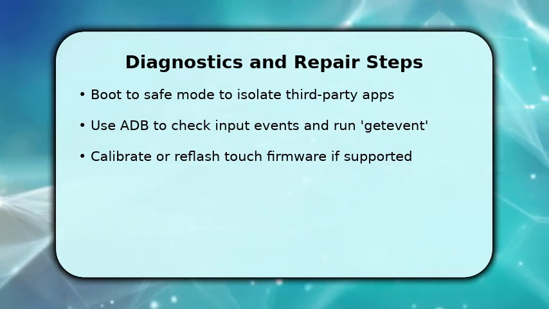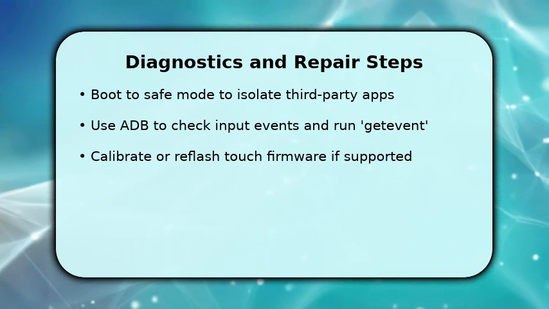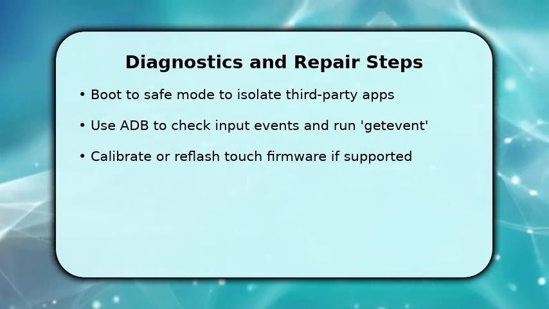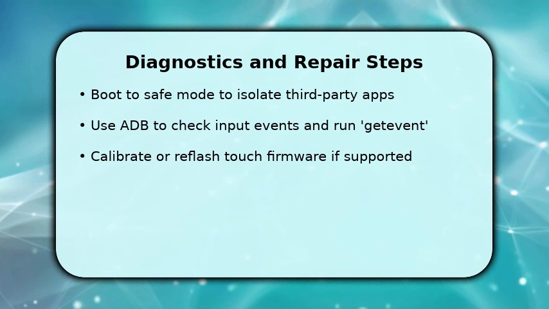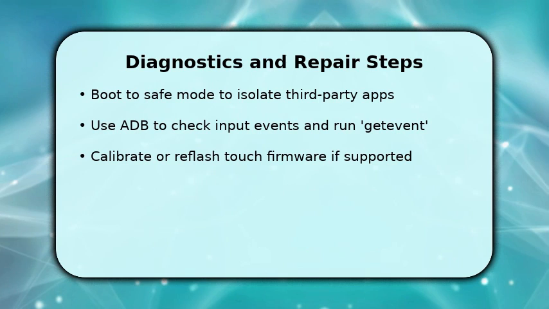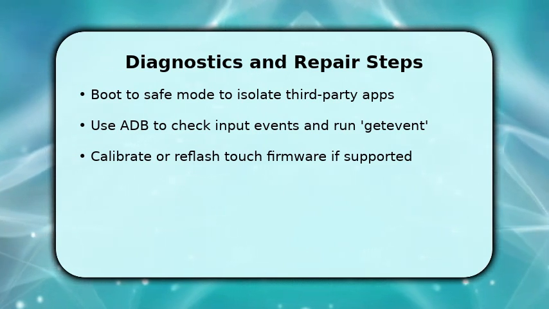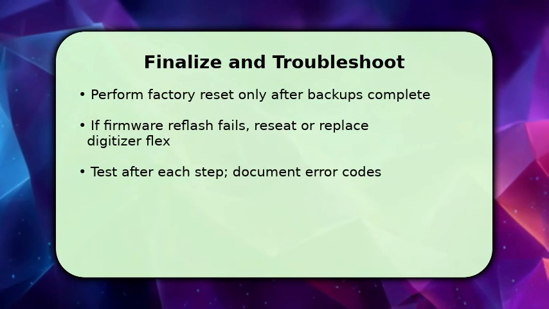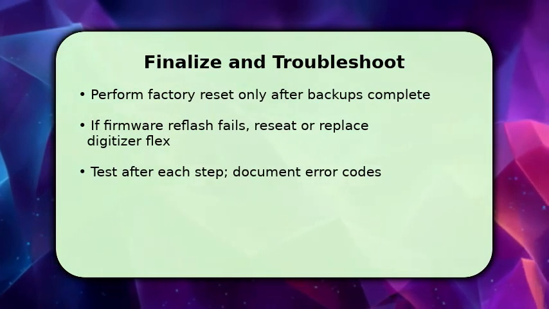Once you confirm hardware signals are weak or irregular, attempt recalibration via service menu or reflash the touchscreen firmware from the manufacturer image. You do these steps because they separate software causes from hardware faults. Finish by performing a factory reset only after you've completed a full backup. This clears lingering software corruption.